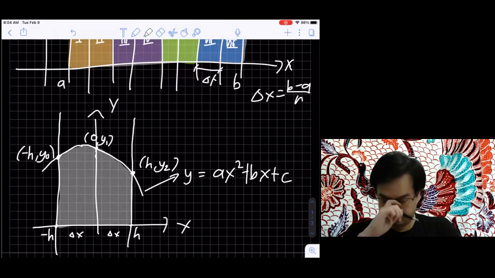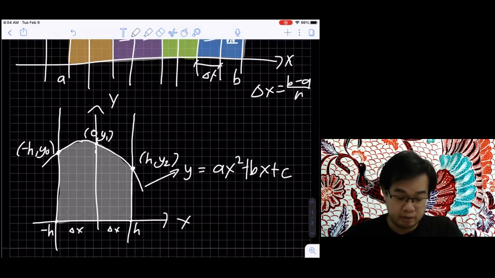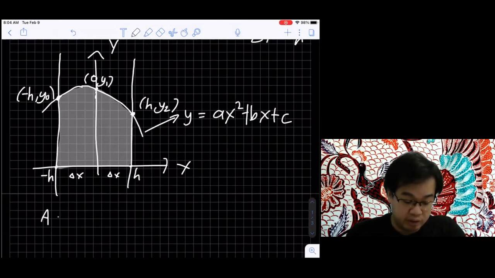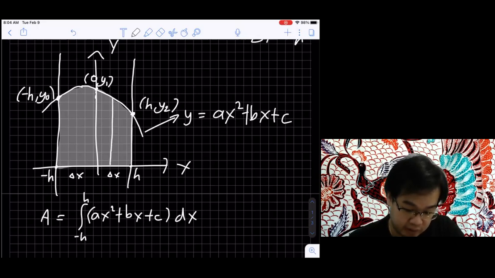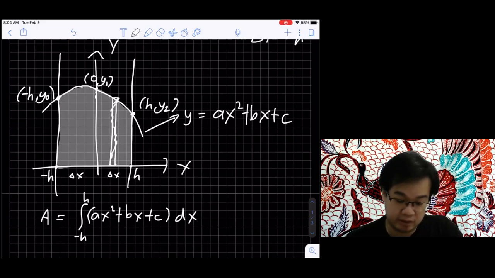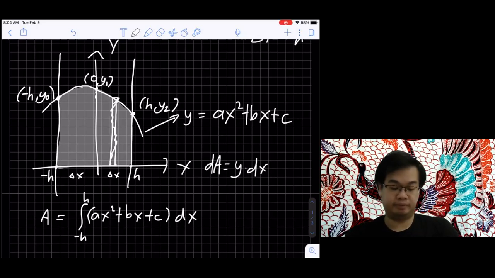Now we know that the area below the graph will be the integral of ax squared plus bx plus c dx from negative h to h. If we use the method, then this is the rectangle. Remember, to find the area of the rectangle, the area is y times dx. So the y is ax squared plus bx plus c, dx integrated from negative h to h.